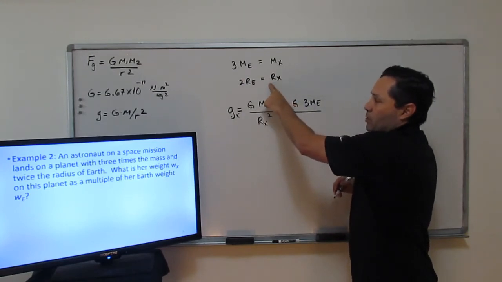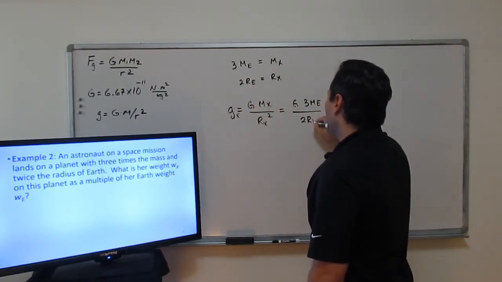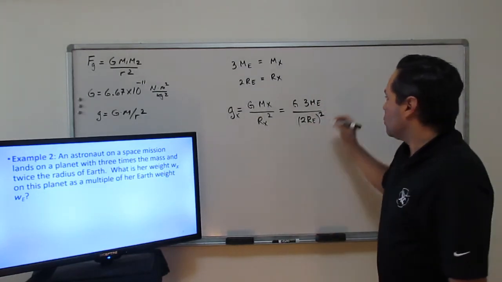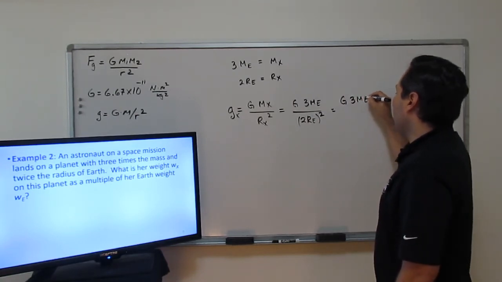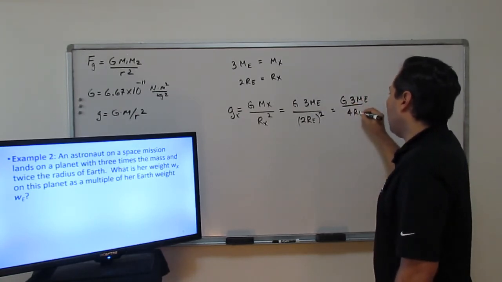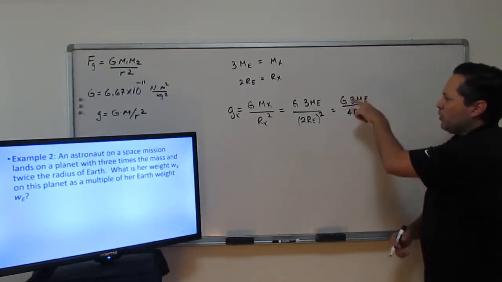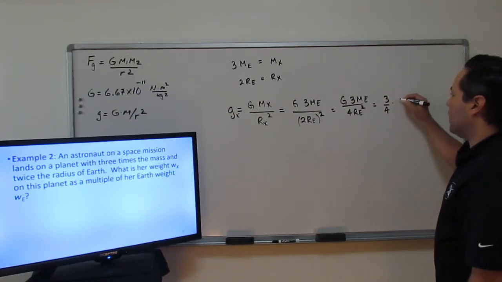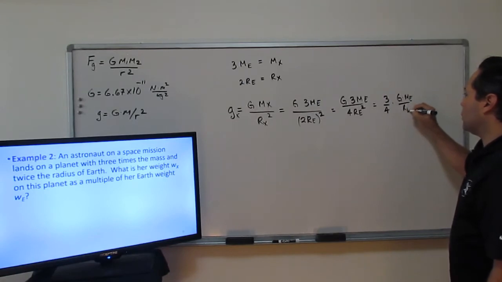Instead of putting Rx, the radius of planet X, it's going to be double the radius of planet Earth, and don't forget that that is squared. So we end up with this: g is equal to 3 Me over 4 Re squared. Okay, I'm going to go ahead and pull out the numbers so it looks a little bit clearer: 3 over 4 times G times Me over Re squared.